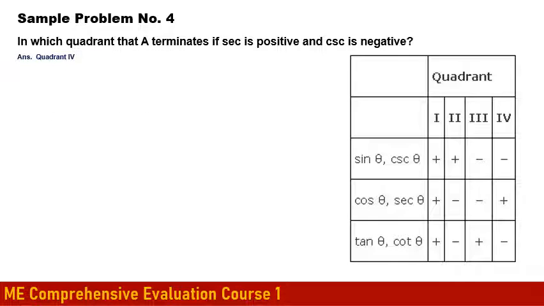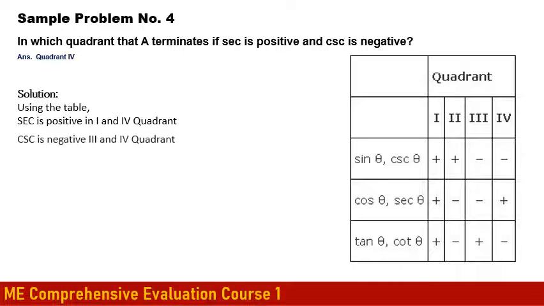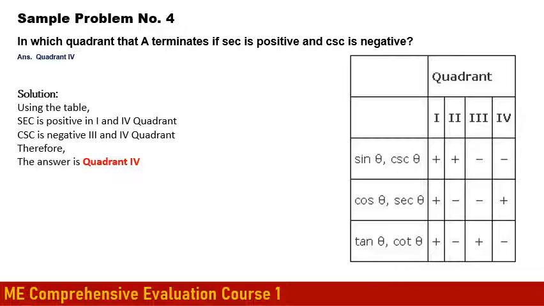In which quadrant does angle A terminate if secant is positive and cosecant is negative? Using the table, secant is positive in the first and fourth quadrants. Also, cosecant is negative in the third and fourth quadrants. So we get a positive secant and a negative cosecant in quadrant 4. So the answer is quadrant 4.